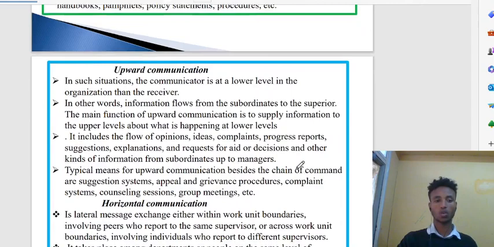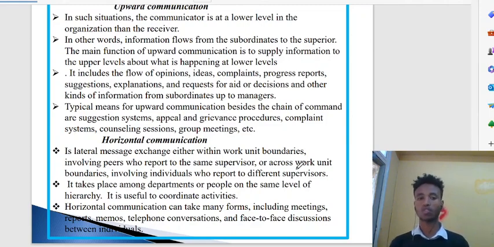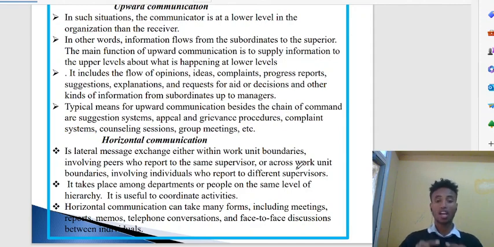Horizontal communication is a lateral message exchange within a work unit boundary involving peers. It means the information is exchanged between the same level, such as supervisors across the work unit boundary, where an individual reports to a different supervisor. It is a type of communication held between subordinates or managers within the same level.